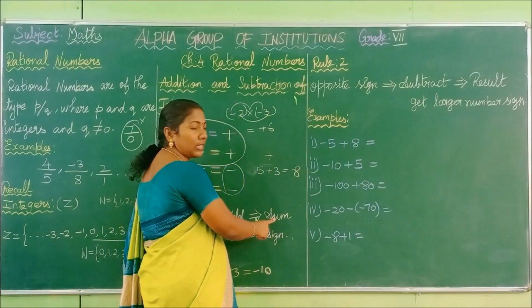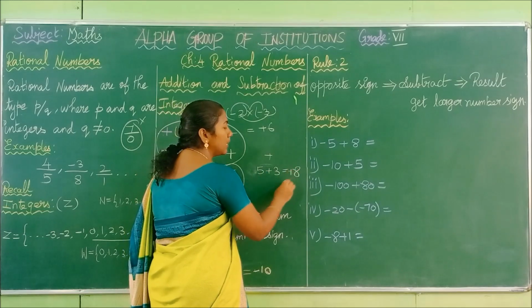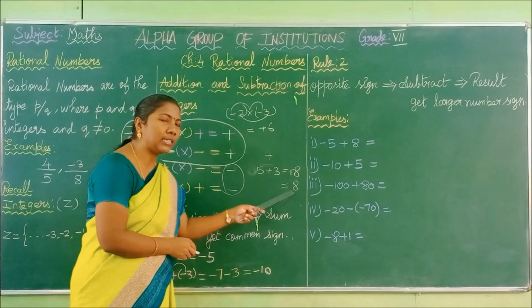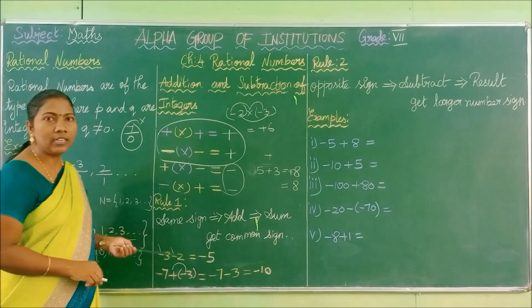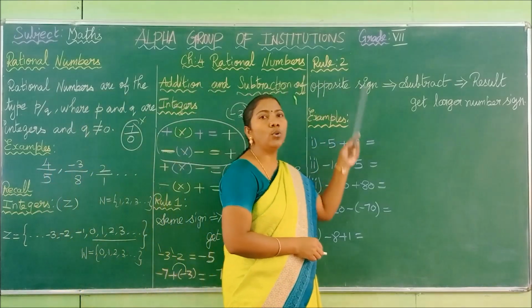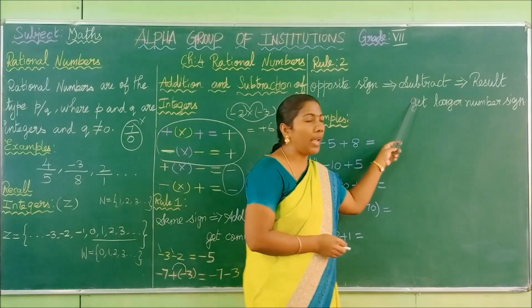So this is our sum. The sum with the common sign. What is the common sign here? Plus. No need to write the plus symbol. So you have to write only the number as it is, 8. Thus we have seen the rule 1 for addition and subtraction of integers. Next we are going to see rule 2. What is rule 2? Opposite sign means subtract.